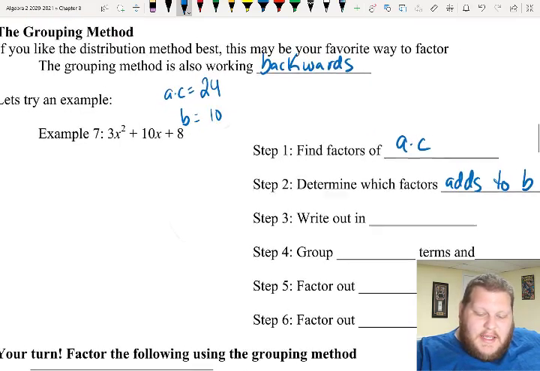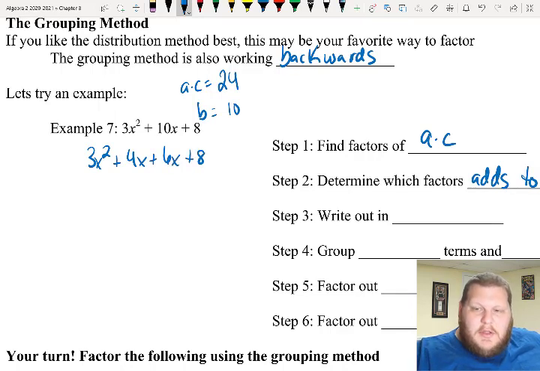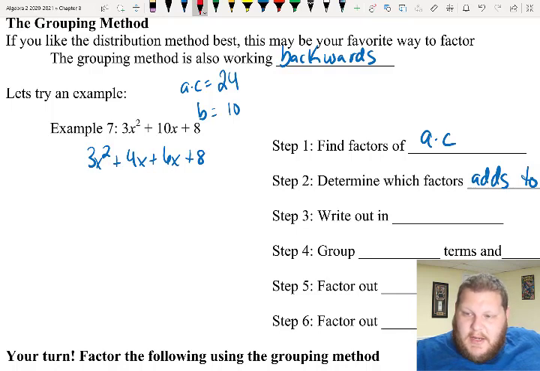So we're going to split this up, this 3x squared plus 10x plus 8. We're going to actually split it up into 3x squared plus 4x plus 6x plus 8. So I'm taking that 10x and rewriting it as 6x and 4x, because 6 times 4 is 24, 6 plus 4 is 10. Write it out in one expression.